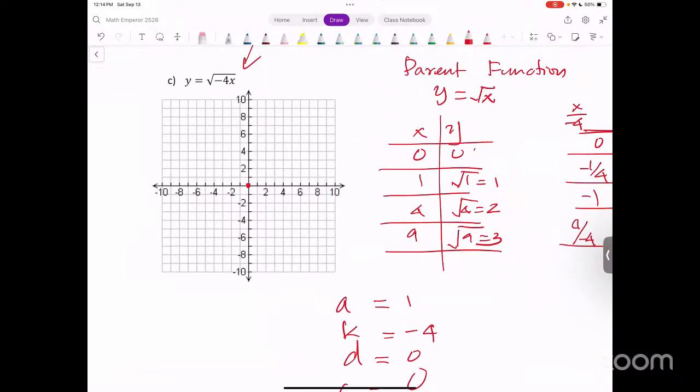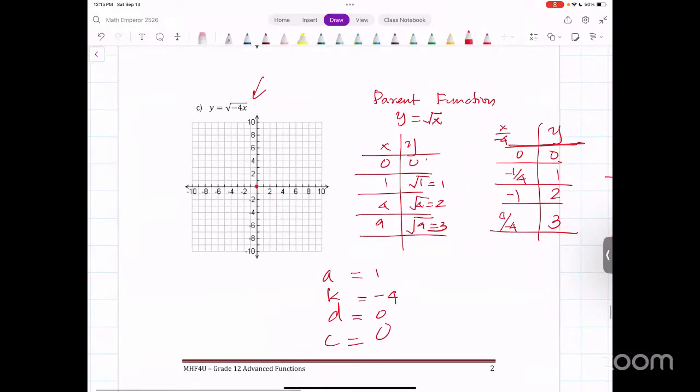-1/4. So -1/4, somewhere close here. -1/4 comes out, I got 1. So that's somewhere here, -1/4. And then -1 comes out 2. Okay. And then I don't care about the other point. I know it's going to turn, and then I'm going to turn it like this.